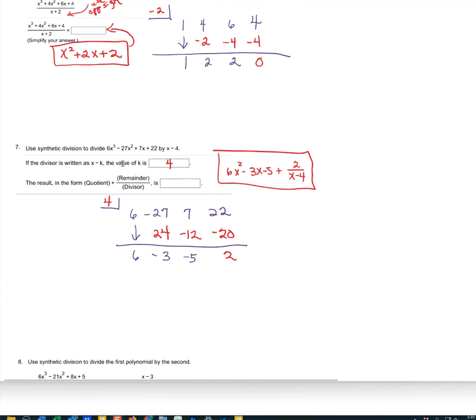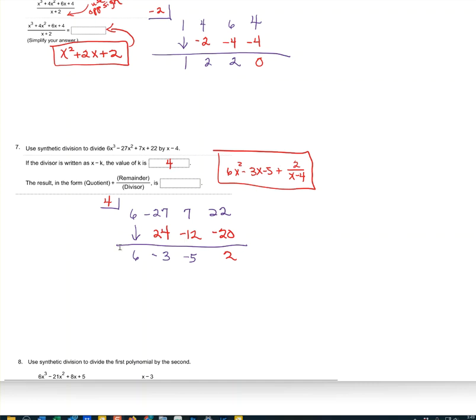Number 7, same idea. If the divisor is written as x minus k, it's just reminding you that if you're dividing by x minus 4, your k is going to be 4. So 4 goes in your backwards L. We have 6 minus 27, 7, and 22. Bring down your 6, then it's multiply and add, multiply and add.